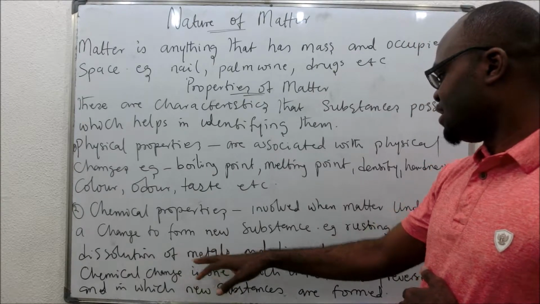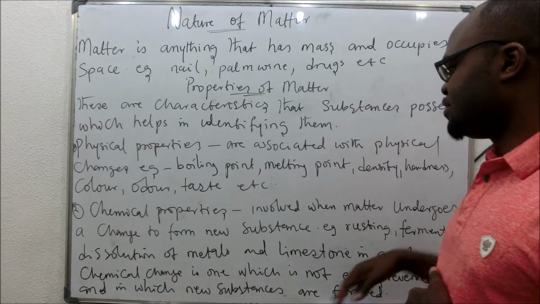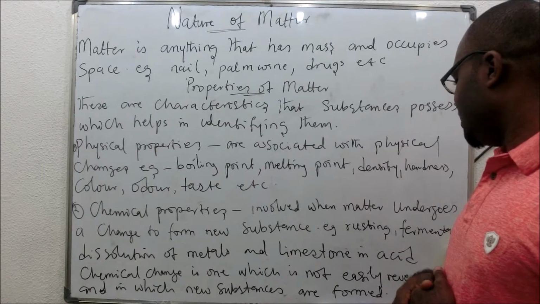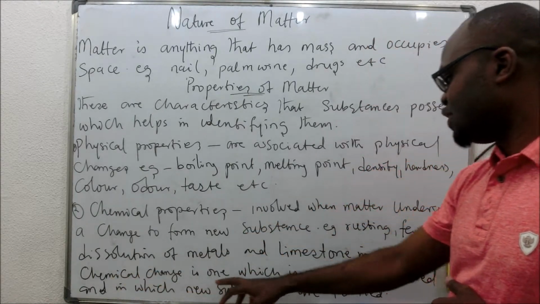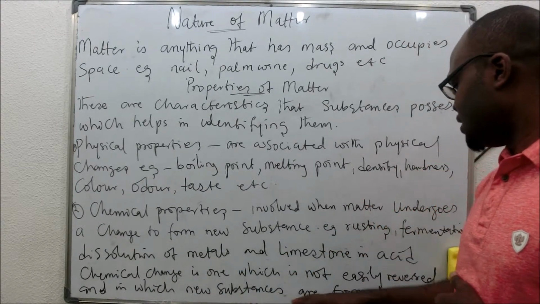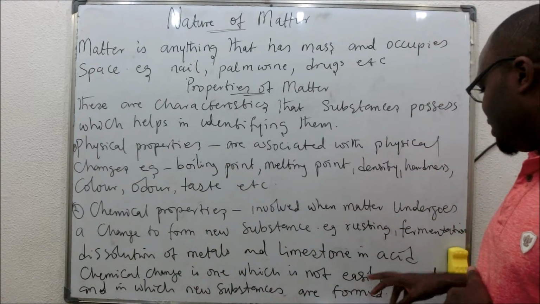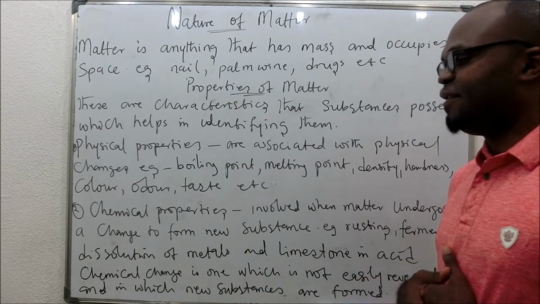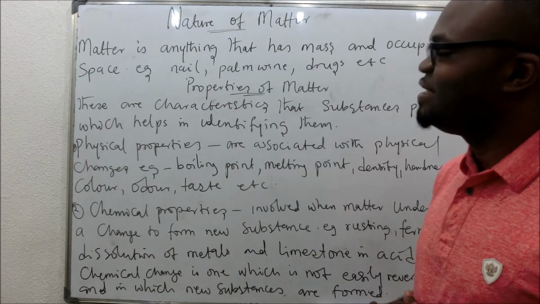All these are chemical changes: roasting, fermentation, and dissolution of metal and limestone in acid, because in each case, new substances are formed. So we say that chemical change is one which is not easily reversed and in which new substances are formed, whereas physical change is one which is easily reversed and in which no new substances are formed. So that is how we wrap it up on the nature of matter.